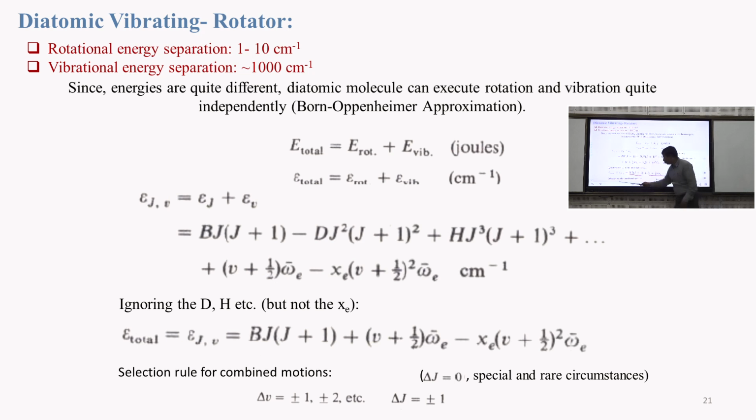So the selection rule will be this combination of the vibrational one and the rotational one. And there is one rule, delta J equal to 0, which means there is a change of the vibrational quantum number, but there is no change in the rotational quantum number. That is a very rare case. Only a few systems have these selection rules. Otherwise, it is the normal selection rule.